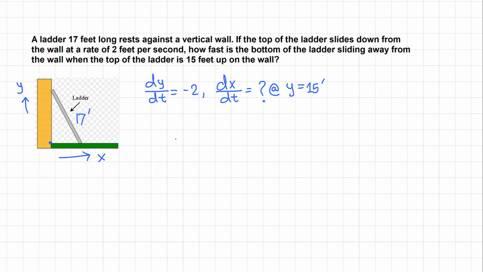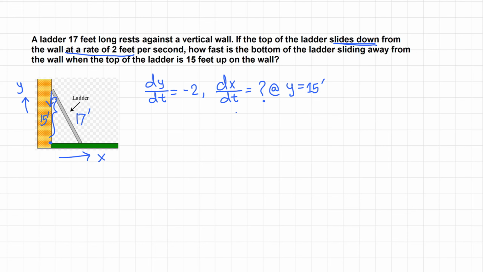Here, similar question, we got a 17-foot long ladder. Here, the top of the ladder slides down from the wall. So it's going down, that means this y distance is in fact decreasing. So dy over dt is negative 2. The question has given only 2 but says slides down, that means it's negative. Now we need to find how fast the bottom of the ladder is sliding away. So dx over dt equals what? At the moment when the ladder is 15 feet up on the wall. So when y is still 15 feet.